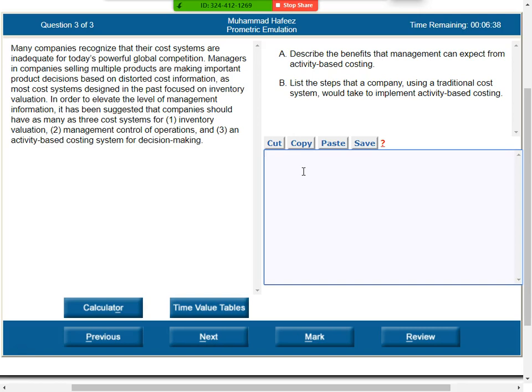Do not extend. B. List the steps that company using traditional costing system would take to implement activities. Do not write 8 and 9 steps. Just try to sum it up within 3 or 4 steps. 2 steps would be sufficient. So you'll give A in writing the answers.